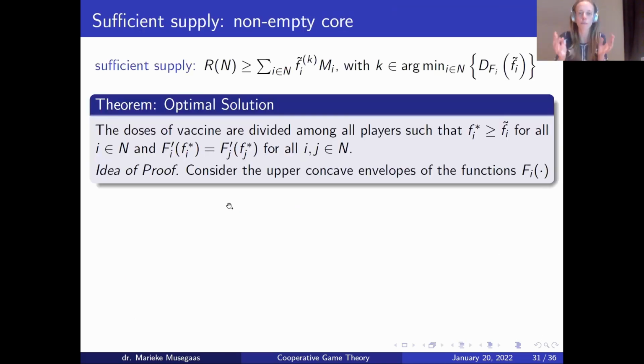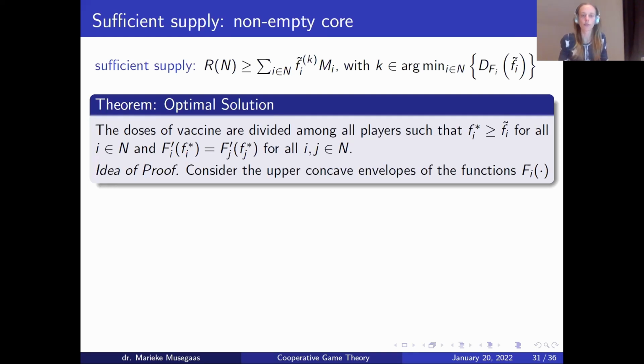So how does the optimization part look like? Well, everyone gets at least the dose optimal vaccination fraction in such a way that the slopes of all the countries are the same. That is the optimal solution. This is how you need to divide your vaccines if you want to get an overall optimal solution.